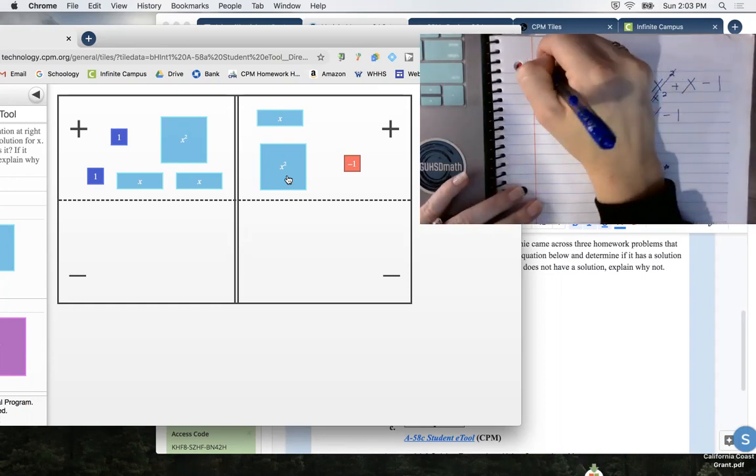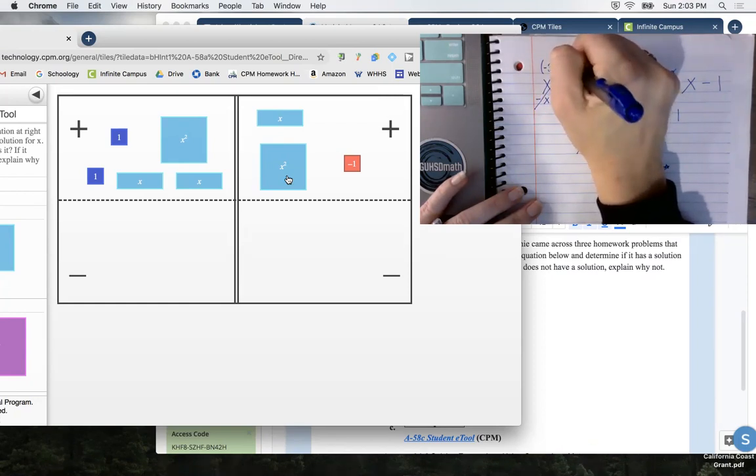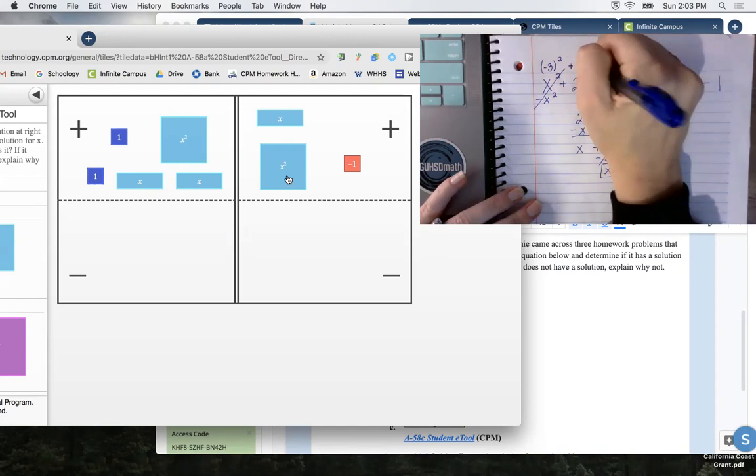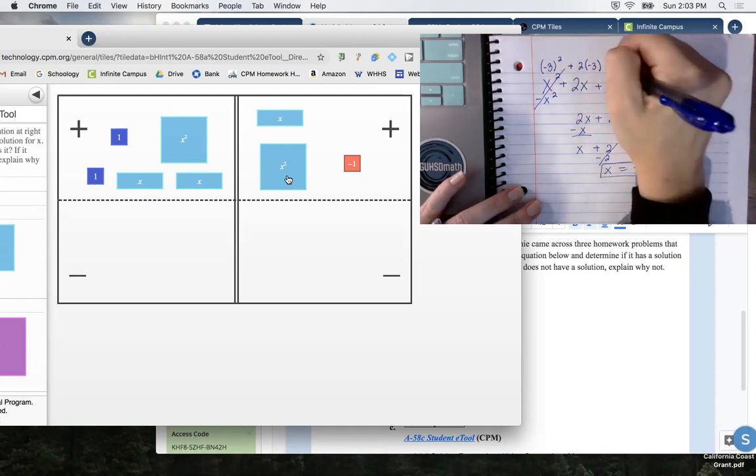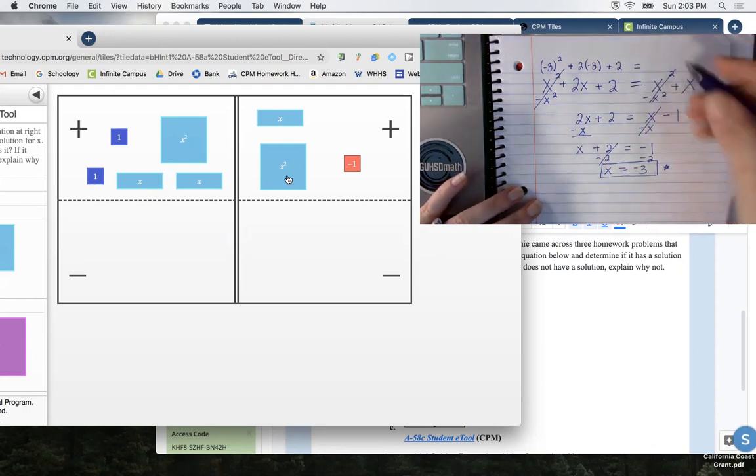So I'm going to plug in, in parentheses, negative 3 squared plus 2 times negative 3 plus 2. That should be equal to, and now I'm going to plug in my negative 3 here, so negative 3 squared minus 3, or you can do plus a negative 3, right? Plus a negative 3, and then minus 1.